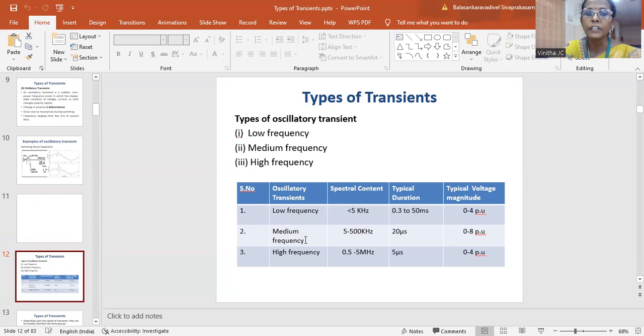And the second classification, medium frequency. The frequency range is 5 to 500 kilohertz, and the duration for this transient is 20 microseconds. And the voltage available during this period is 0 to 0.8 per unit. Third one is high frequency, that is from 0.5 to 5 megahertz. And the duration for this transient is 5 microseconds. And the voltage available during this period is 0 to 4 per unit.